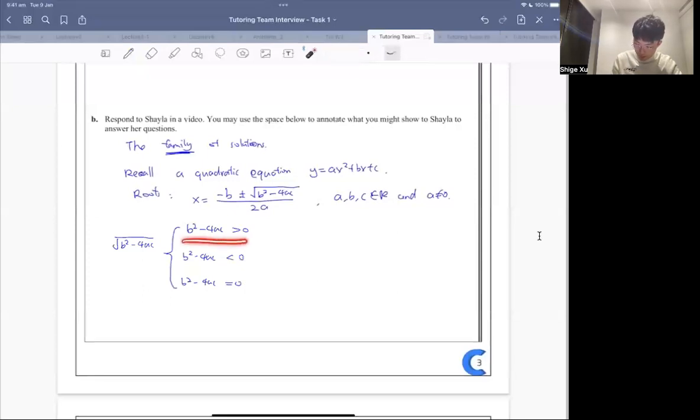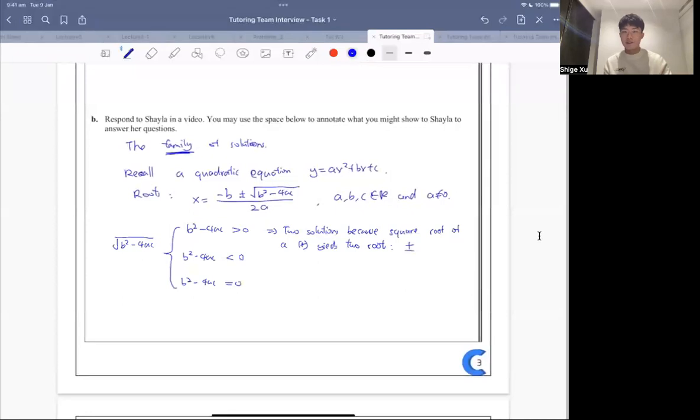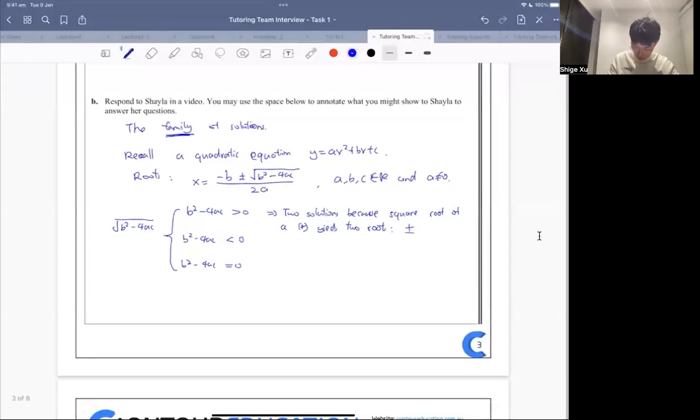If b squared minus 4ac is positive, that means we have two solutions, because we are taking the square root of a positive number, and the square root of a positive number yields two roots, plus or minus. We all know that from year 9 or year 10 maybe. If you take the square root, you always get two numbers, plus or minus. So two solutions if positive.